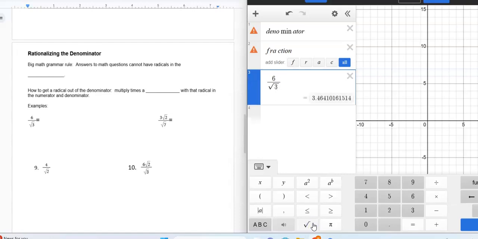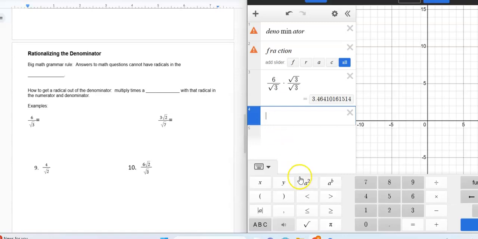Now I'm going to multiply that times rad 3 over rad 3. Okay, so when you do this, the 6, the numerator, you just combine these two together. 6 times rad 3 is 6 rad 3 over. Now, when you multiply the square root of 3 times the square root of 3, you do get the square root of 9. And we should know by now that the square root of 9 is equal to 3.